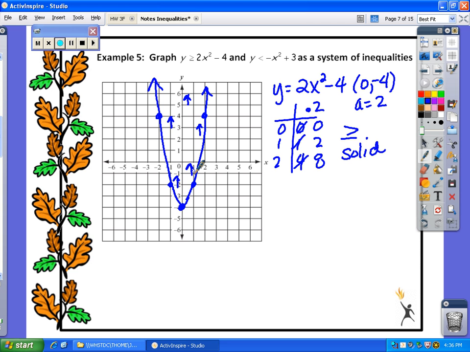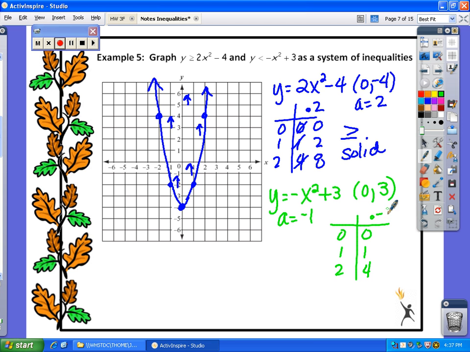Okay, let's change colors and graph that second one. So we're going to graph y is equal to the opposite of x squared plus 3. So this one has a vertex of 0, 3. My a is negative 1, so my parent points are here: 0, 1, 2, 0, 1, 4. I'm multiplying by negative 1, so 0, negative 1, negative 4. So 0, 3. Now since this one is less than, it's going to be dashed or dotted.